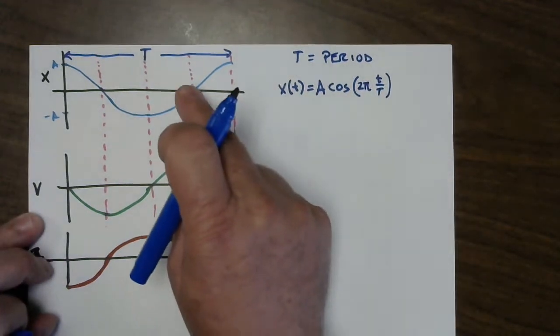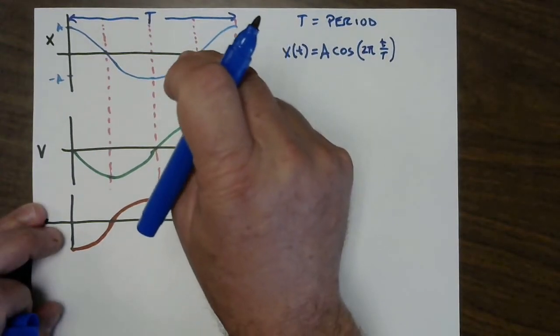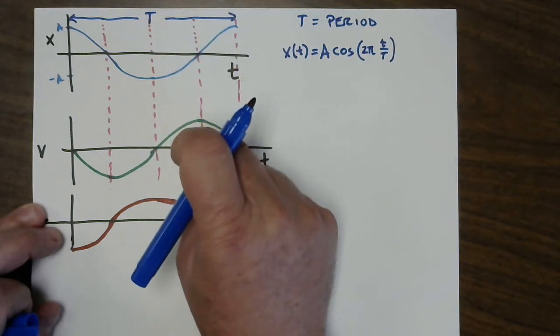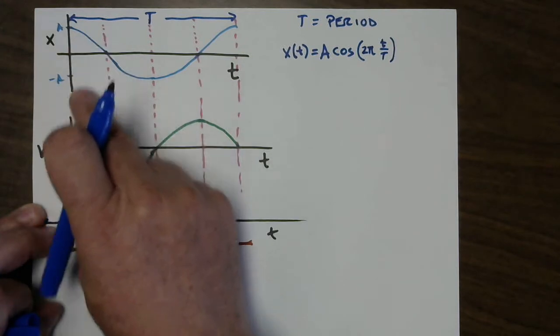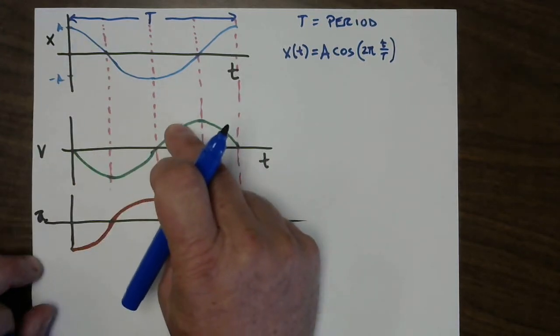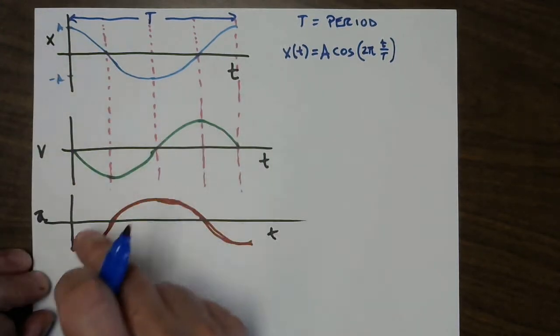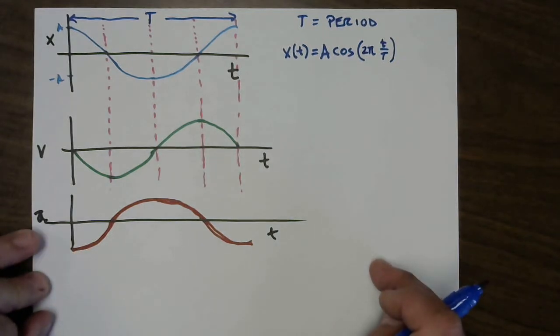And also, we need to remember that going from position to velocity, you're taking a derivative. And that's why we got a minus sign here, because the derivative of cosine is minus sine. And the derivative of velocity is acceleration, so the derivative of minus sine is minus cosine.